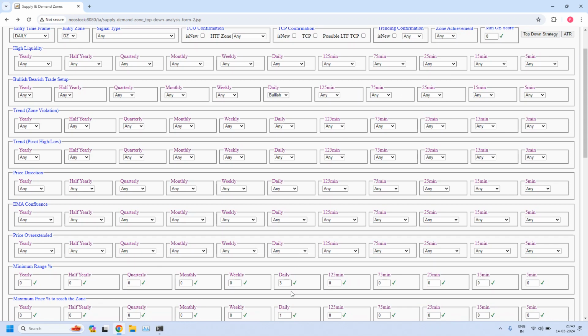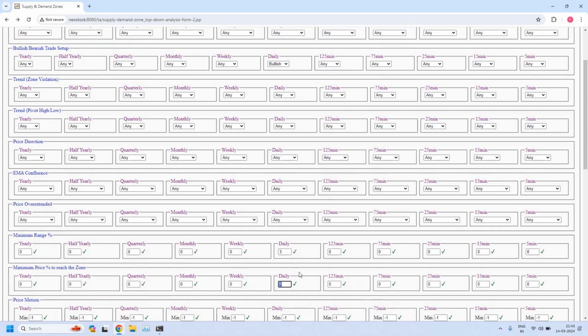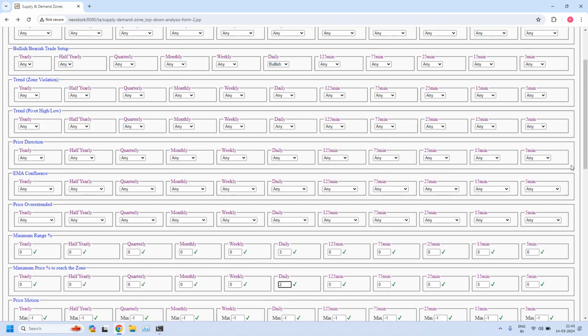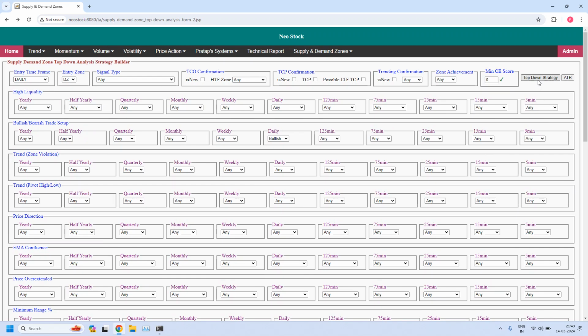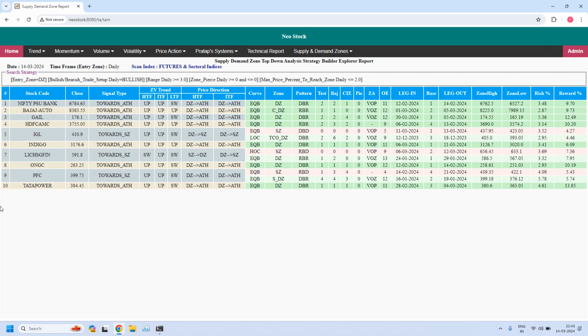So for maximum price percent to reach the zone, I am changing this 1% value to 2%. That means if the price is down by 2%, we will get an entry tomorrow in these stocks. But remember, this new report includes the previous stocks within 1% as well as within 2%. Now we got 10 stocks. So please study these stocks. I will be giving you a few seconds and then I move on to the next report. In case you want to study any of these stocks, just pause the video, study all these parameters, and then you can proceed with the video.